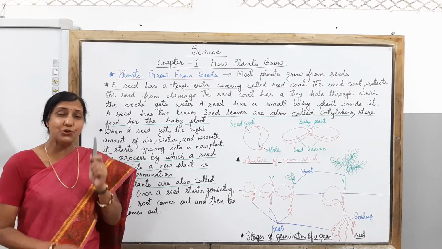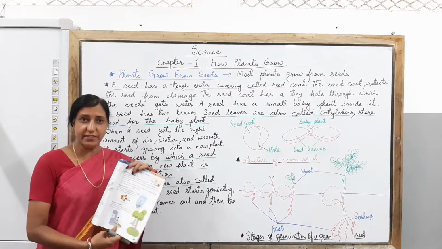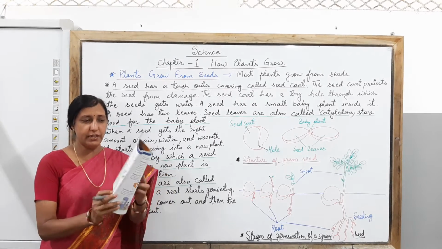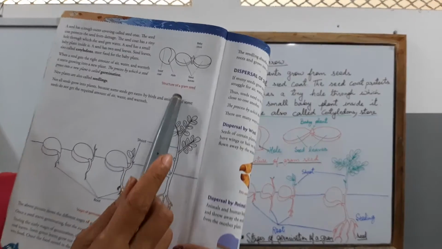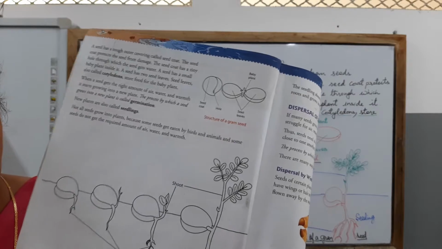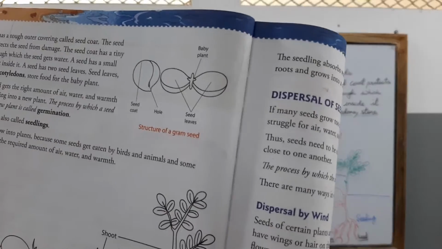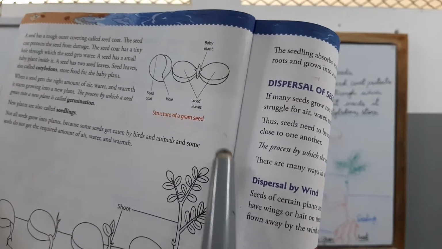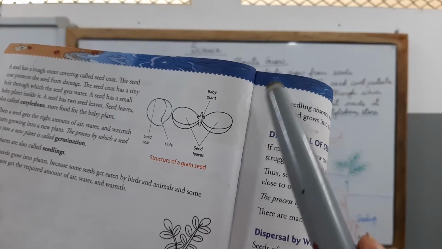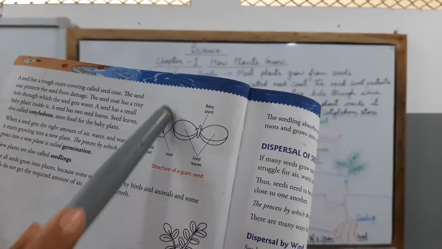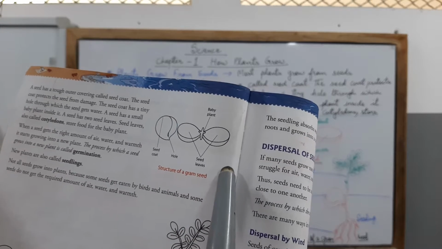Before I revise, I will show you the diagram which is shown in your textbook too. Right here I am holding your textbook, which you are studying from, and it has a diagram of the structure of a seed shown here. So children, you can observe with the help of the diagram in your textbook the structure of a gram seed, which has a baby plant, showing the seed coat, then the hole present here, then the seed leaves.